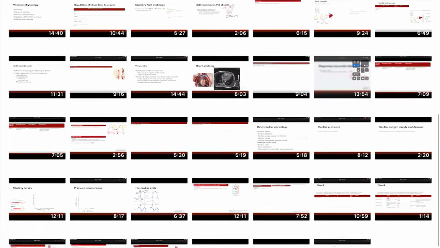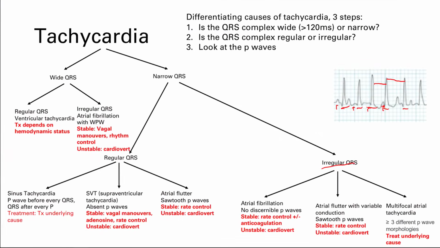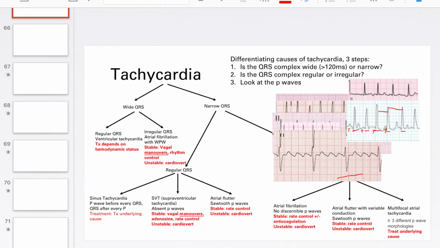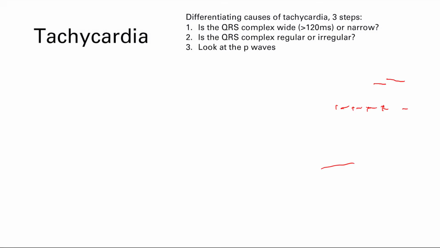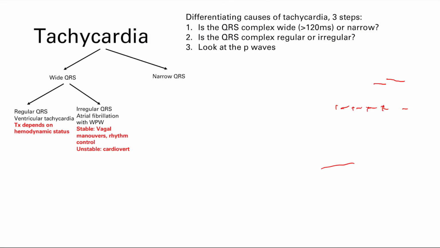So narrow QRS. Excuse me, I'm struggling with this iPad. Oh man. Narrow QRS is atrial etiology. Alright, so that, or it could be sinus tachycardia. So that's it for our review of tachycardia.